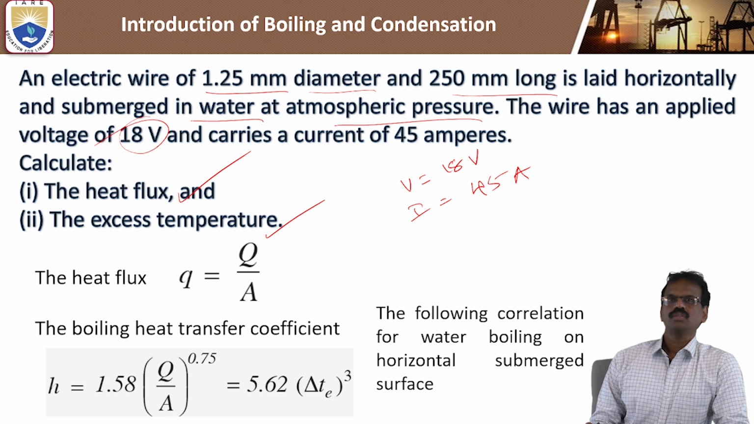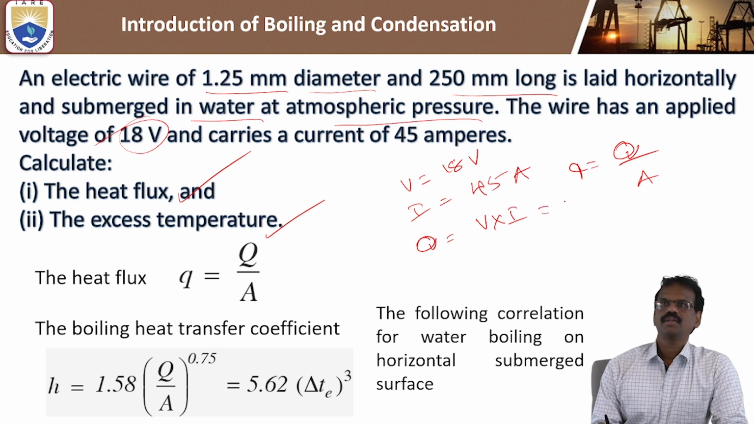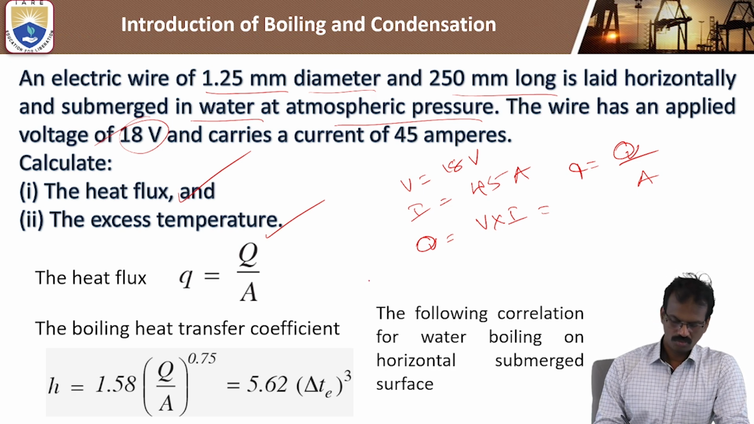Okay. So you know this one, heat flux q is equal to capital Q by area. Capital Q is equal to the heat transfer rate, voltage into current. So you know the voltage 80, current is equal to 45. Okay. So we can find out. Then we have to find out the excess temperature. For excess temperature, this is the formula. For the boiling heat transfer coefficient, h is equal to 1.58 into q by A, the heat flux, whole to the power of 0.75.